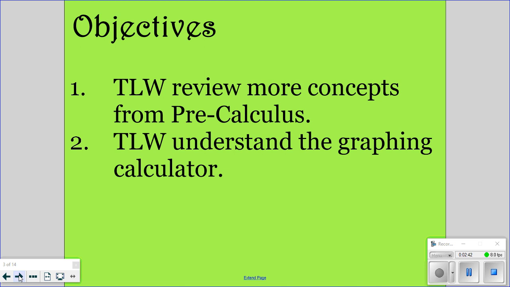So some of these questions from pre-cal will be review. Some of them are not even from pre-cal. They're really more from geometry or algebra 2, but you used them last year probably. And then hopefully you dealt with the graphing calculator some last year. Some of the stuff may be review, some of it may be new.